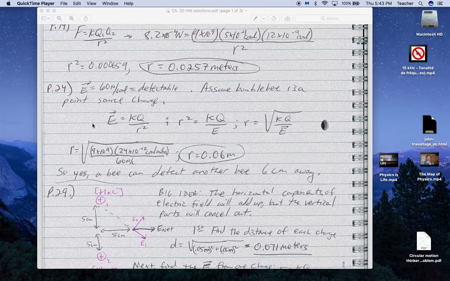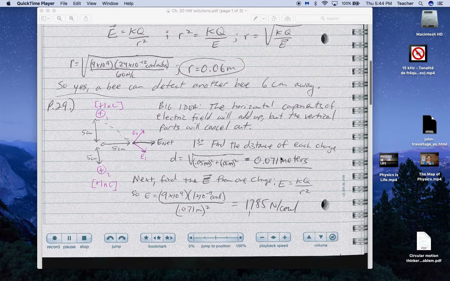For problem 24, you were given an electric field strength that bees could detect. And we're going to assume a bumblebee is a point source charge, which is a little funny because they're big. But the electric field formula from a point source is kq over r squared. So I rearranged that to solve for the radius or distance from the bee, and that was 0.06 meters or 6 centimeters. So yeah, a bee could detect another bee. It might just mean that if they were in adjacent flowers, they would know not to go back to the other one to pollinate it. It's kind of interesting.